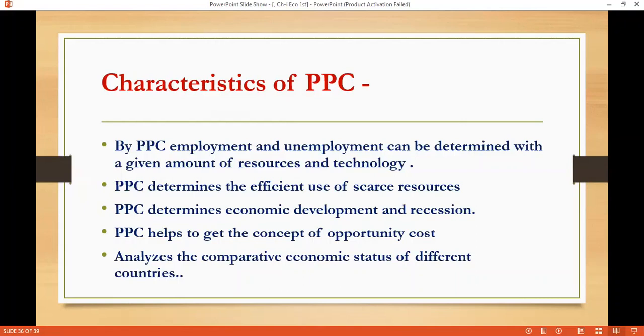So many things about PPC we have discussed today. Hope you have got the concept of PPC properly. Please practice it.